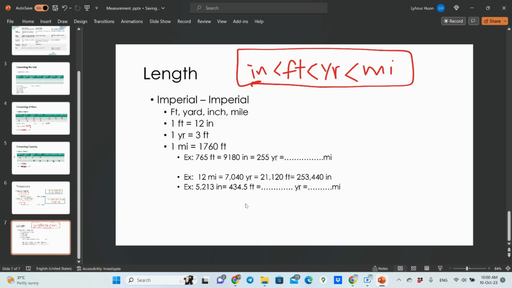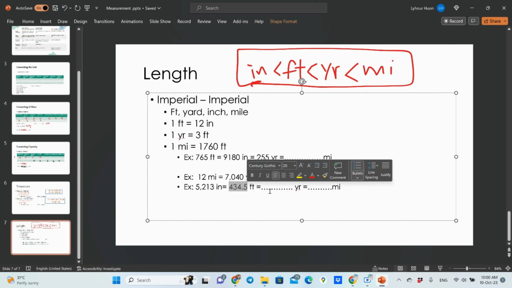Yards is larger, so we multiply. Wait, no, no, no. Feet is smaller, so we divide. From smaller to bigger. Do I divide by 3? Divide by 3, yes, because 1 yard equal to 3 feet, so divide by 3. If you take these, divide by 3. Good. Divide by 3.